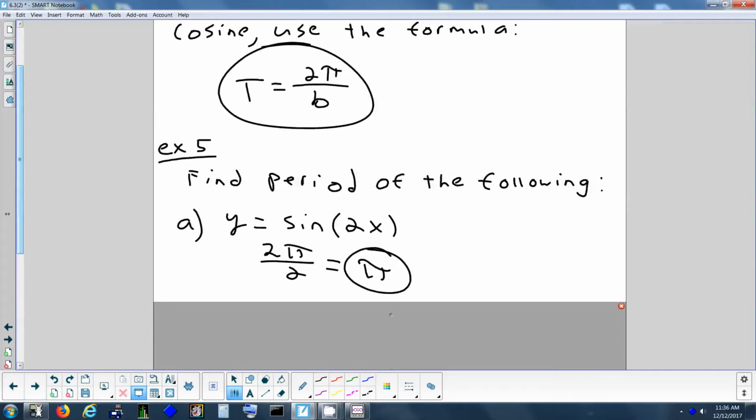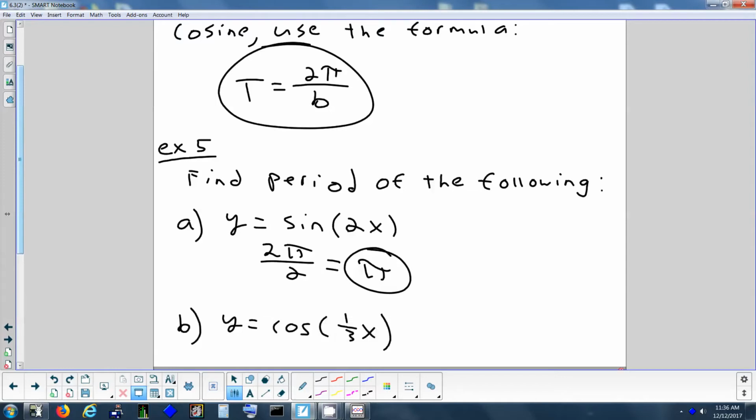What's the normal period, before we messed around with it? 2 pi. So we just shortened it to pi. How's that? Because we put a 2 in front of x, and that caused it to shorten. Normally this graph would go, as a decimal, from 0 to 6.28. That's 2 pi. Now this graph is going to do its thing from 0 to 3.1. So the period has been shortened.